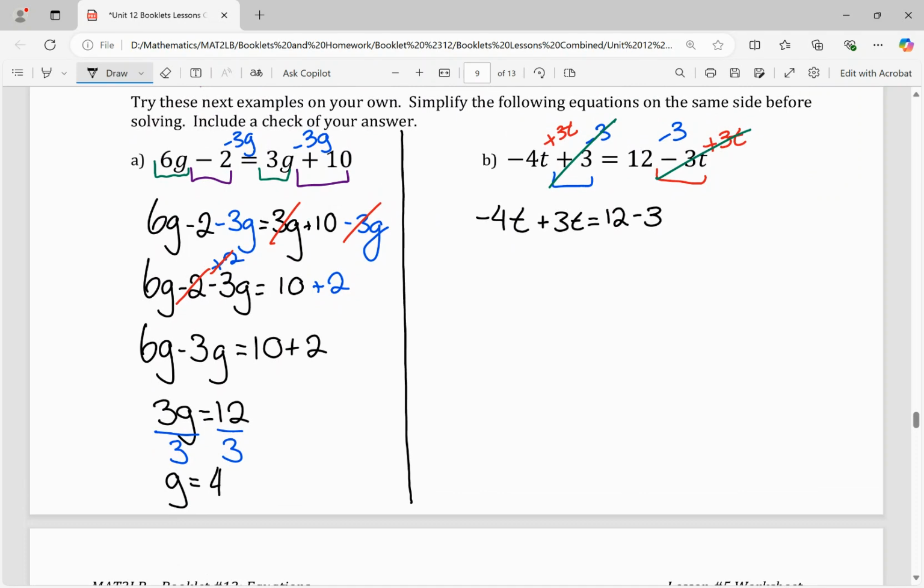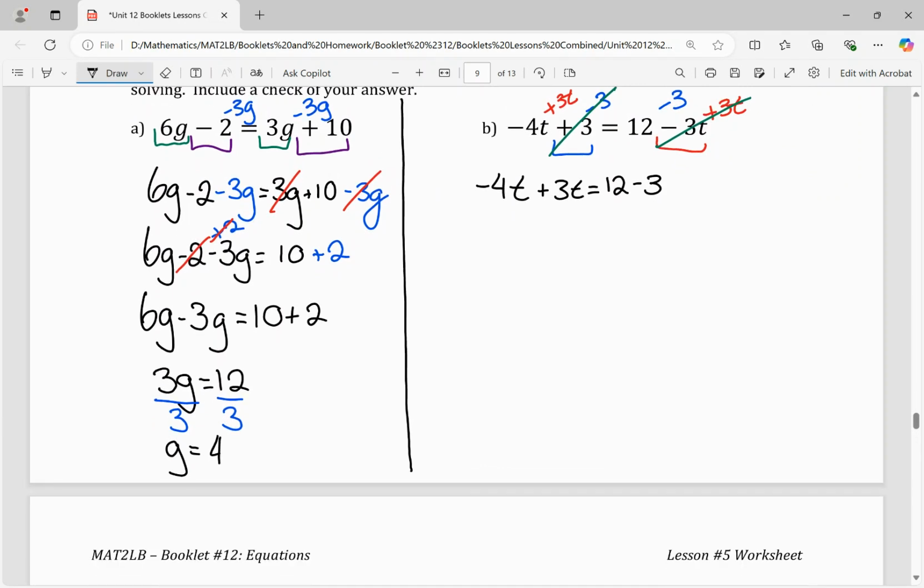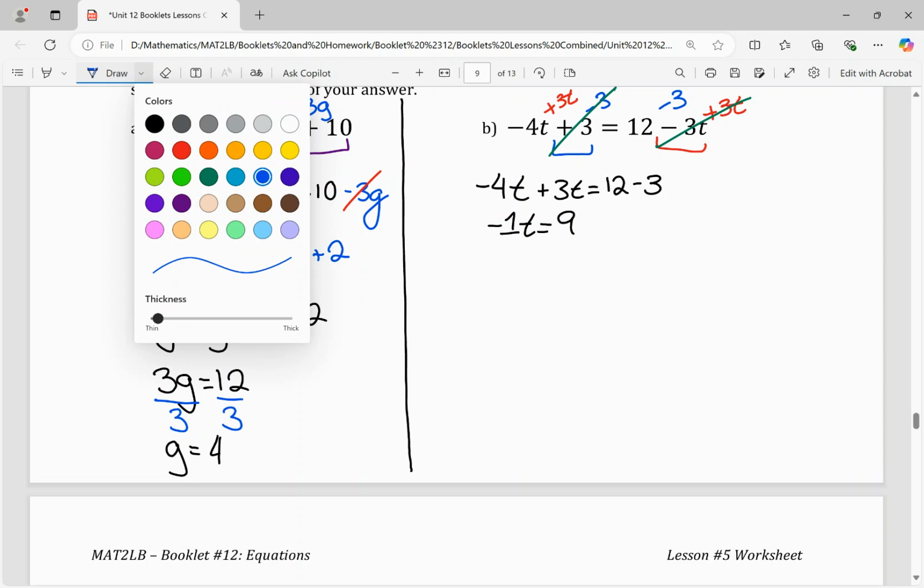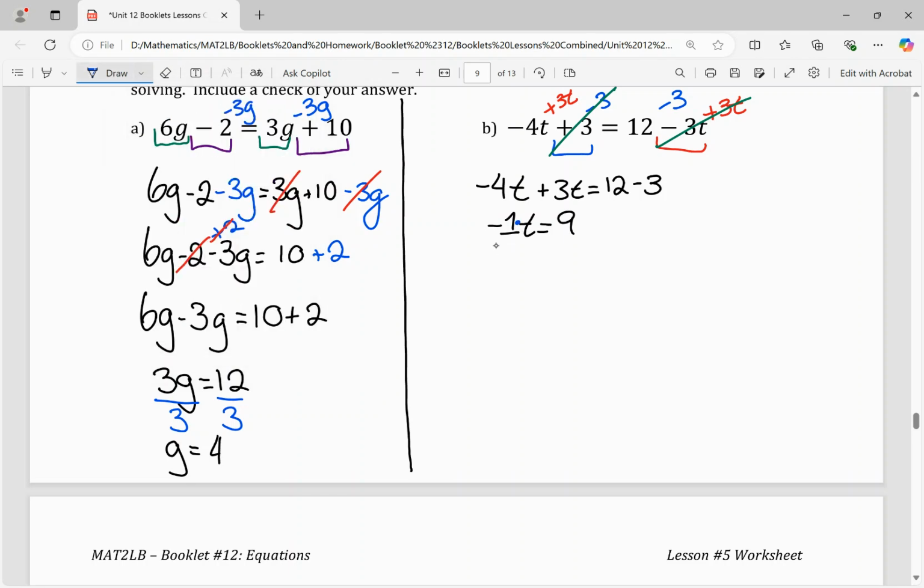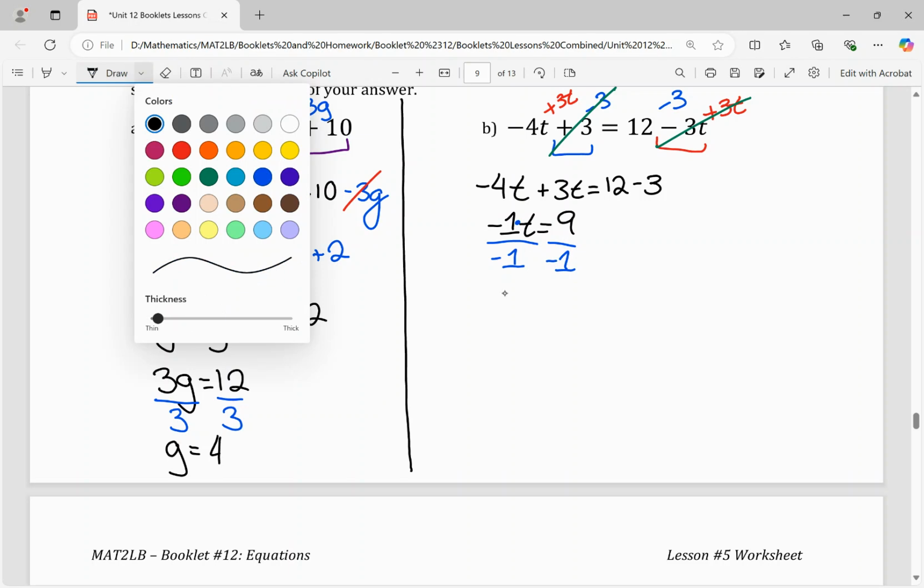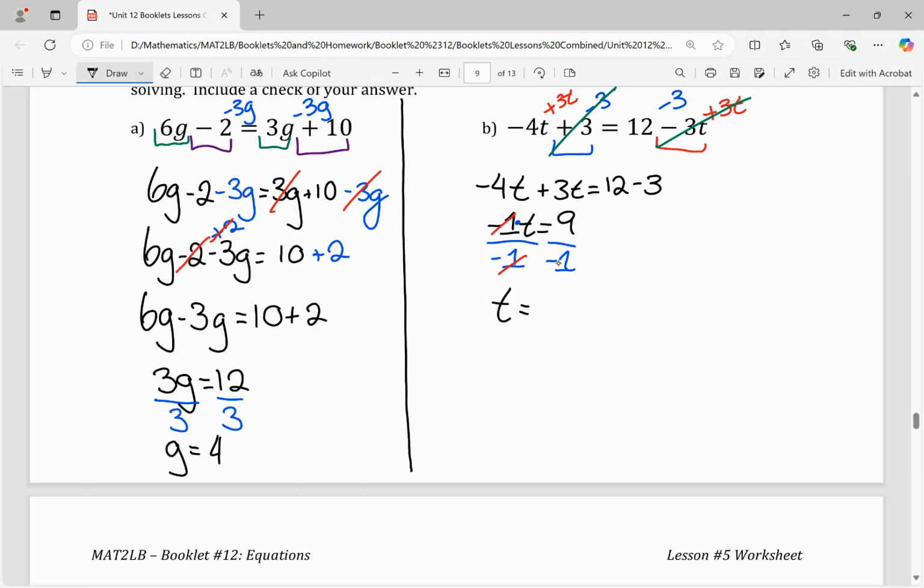And now we can collect like terms. Negative 4t plus 3t, that's negative 4 plus 3, negative 1t is equal to 12 minus 3, which is 9. Good. So we need to isolate for t, so this negative 1, it's in the way. We're going to do the opposite. We're going to divide negative 1 from the left, and we're going to divide negative 1 from the right. These are going to cancel out, leaving me with t equals, what's 9 divided by negative 1?